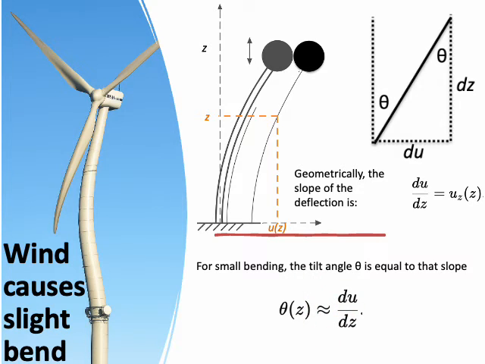If the slope is 0, that part of the tower is still vertical. If the slope is not 0 at a given z, as shown here, that section is tilted.